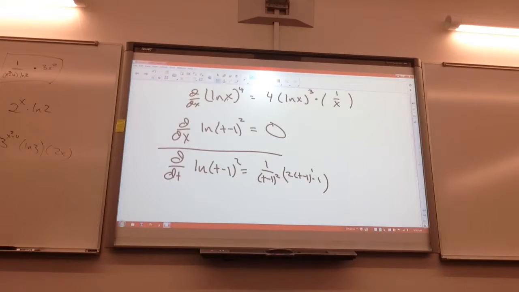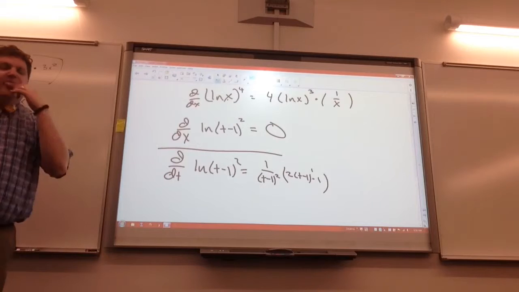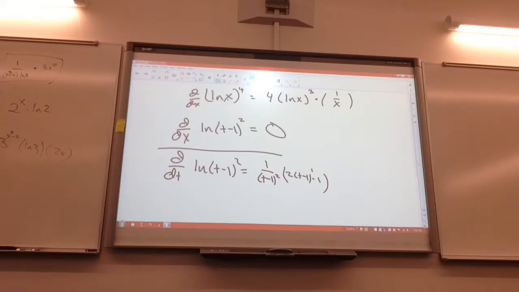Okay? Good. Those are about as tricky as you're going to see. Basically, the standard rules of differentiation apply. So power rule, chain rule, quotient rule, that sort of thing will apply. It's just that whenever I do the derivative of a natural log, it's a special derivative.